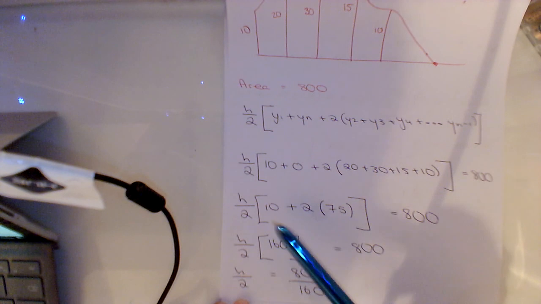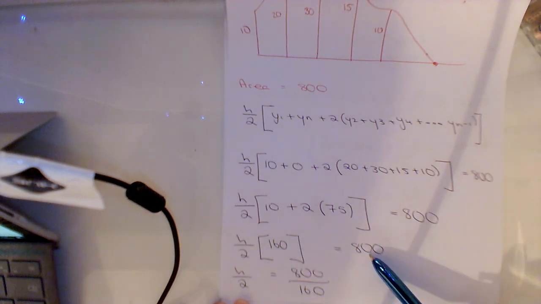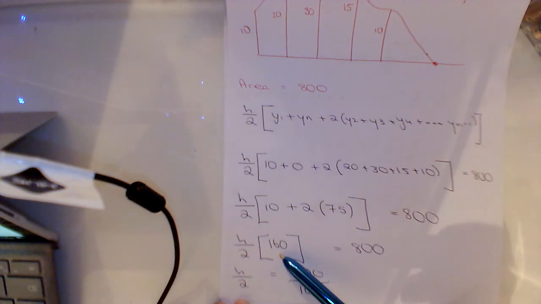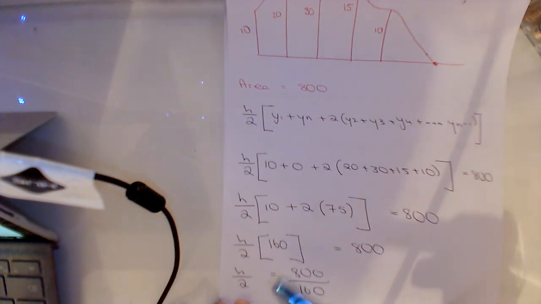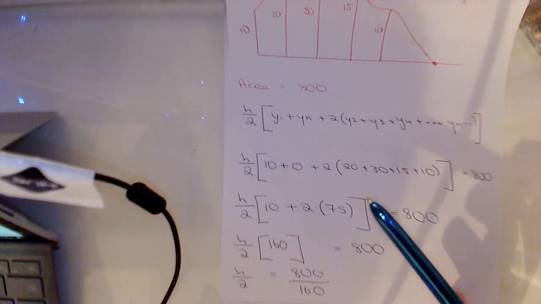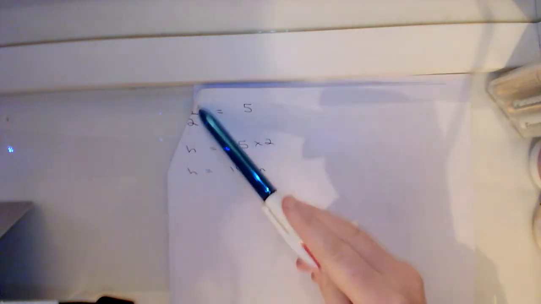So h over 2 is multiplied by 160, and I want to get h over 2 on its own, so I'm going to divide across by 160. So I have h over 2 is equal to 800 divided by 160, and then h over 2 is equal to 5. I want to get h on its own, so this has been divided by 2, so I'm going to multiply by 2, so I'll get h is equal to 5 times 2, and I'll get h is equal to 10 centimeters.